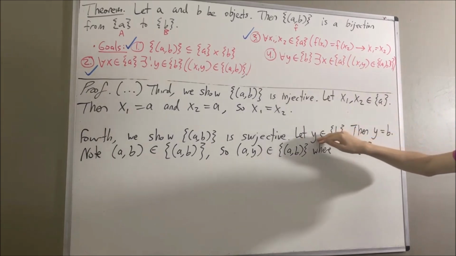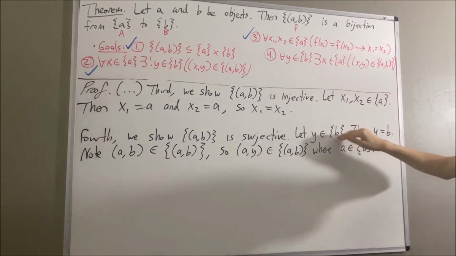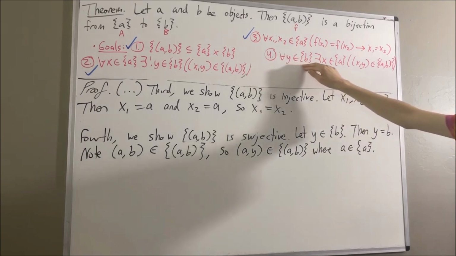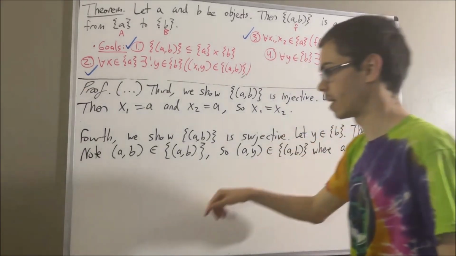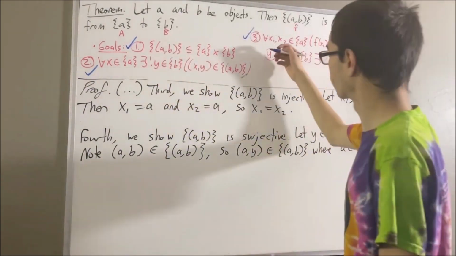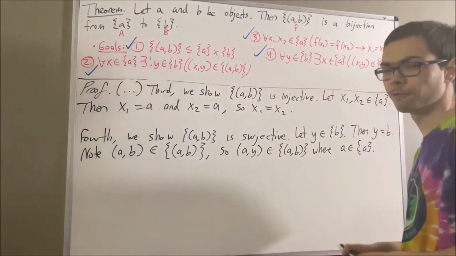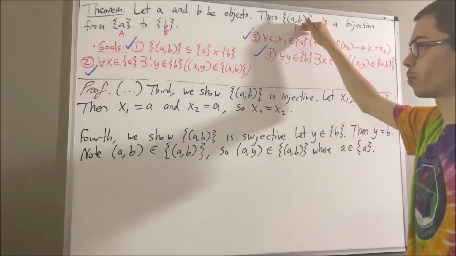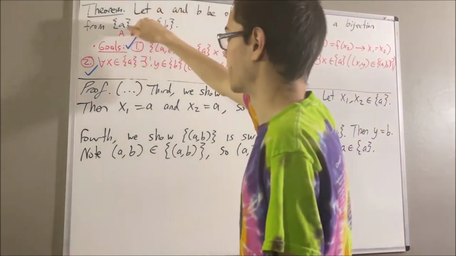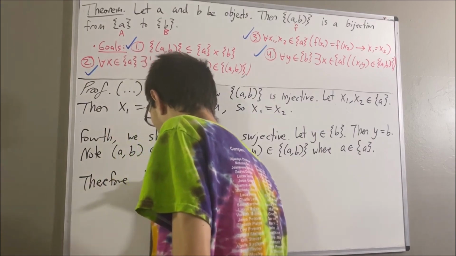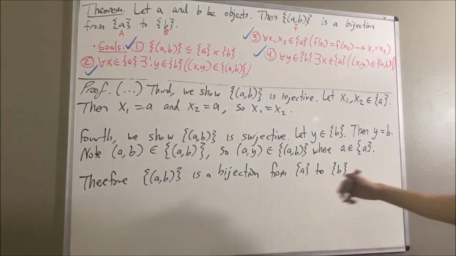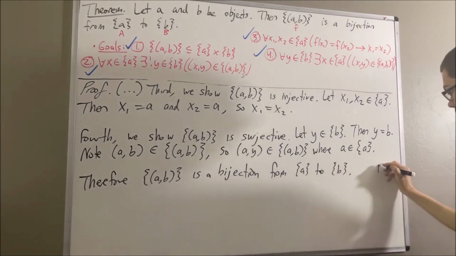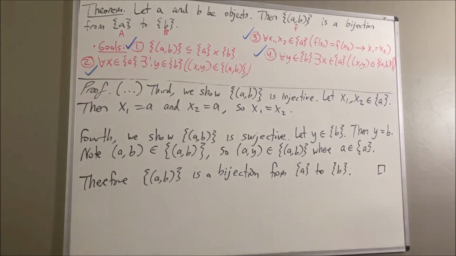And since Y was an arbitrary element of the singleton set of B, this means for all elements in the singleton set of B that this is true. So this proves that our set of ordered pairs is surjective. And that's everything we wanted to prove. So we've proven that our set of ordered pairs is a bijection from this set to this set. And that's exactly what we wanted to prove, so this completes the proof. And so yeah, that's pretty much it for this video.